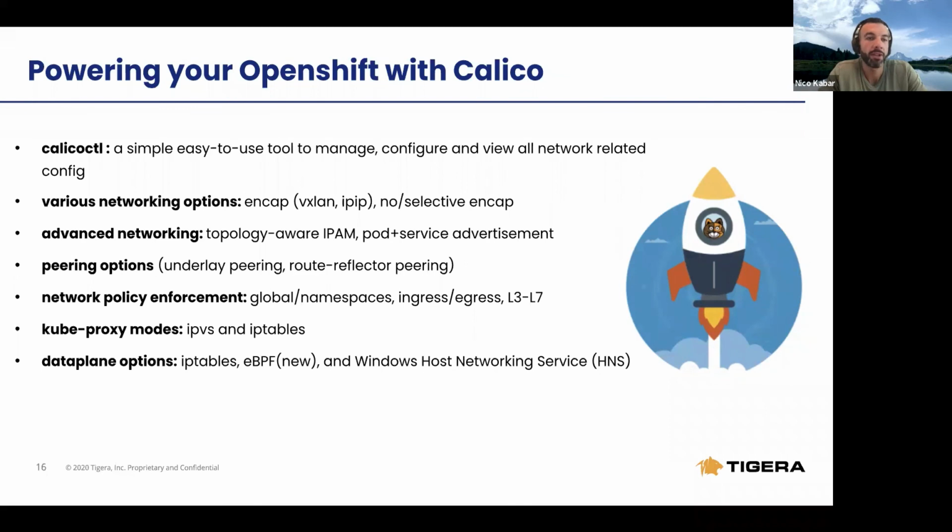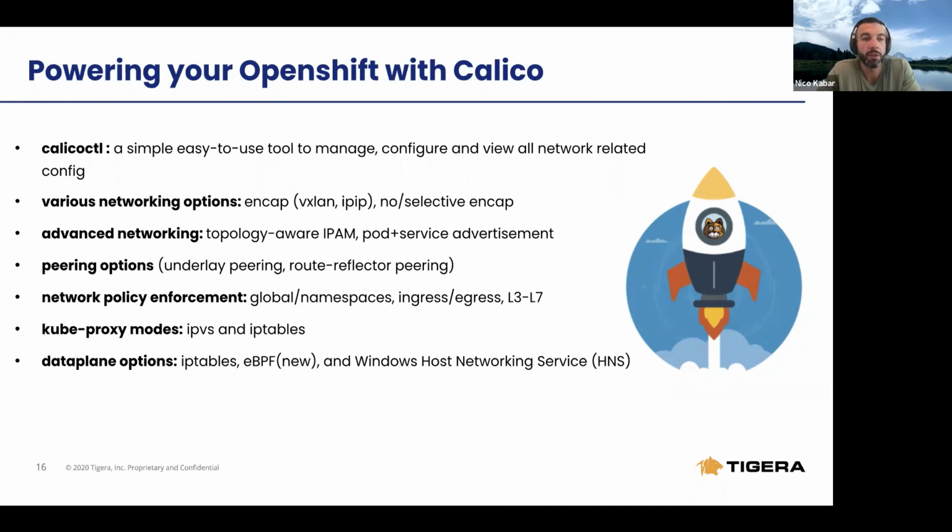Many of our customers are asking about or use some of the advanced networking capabilities like topology-aware IP address management, if you want to assign certain IP addresses to certain pods or namespaces, and also pod and service advertisements. So if you want to advertise pod IPs and routes, prefixes directly into your network, that's also something you can easily do with Calico. I mentioned peering options: if you want to peer directly with your network or your VPC, you can also do that with Calico.